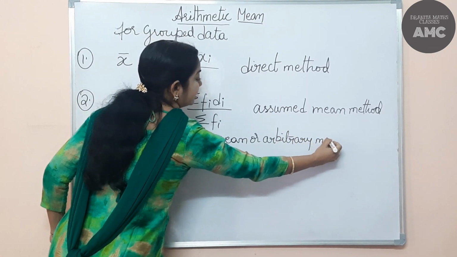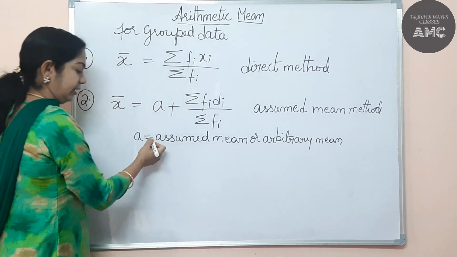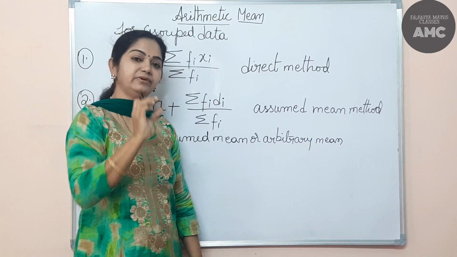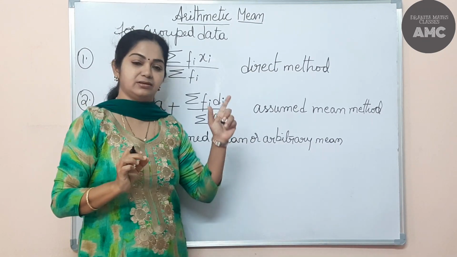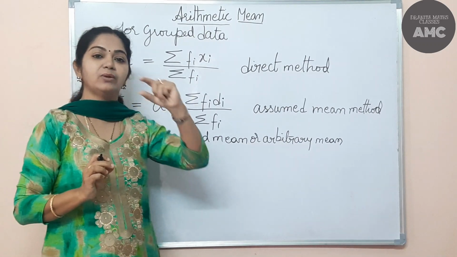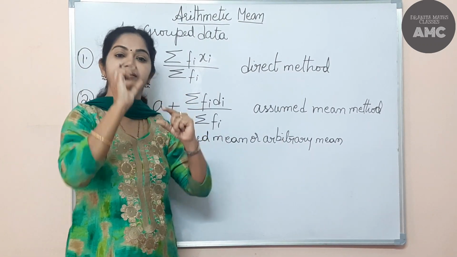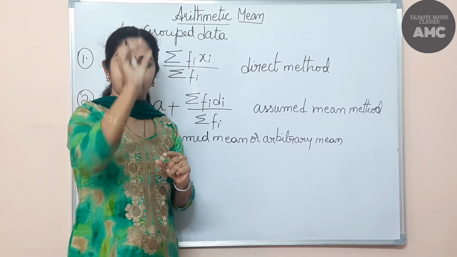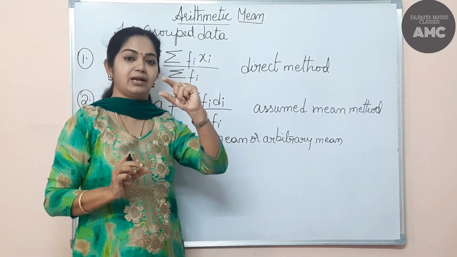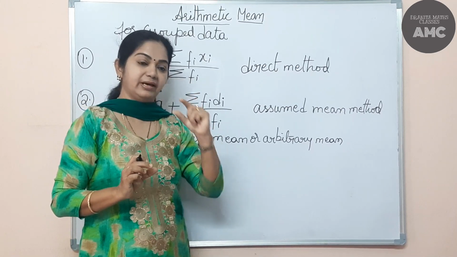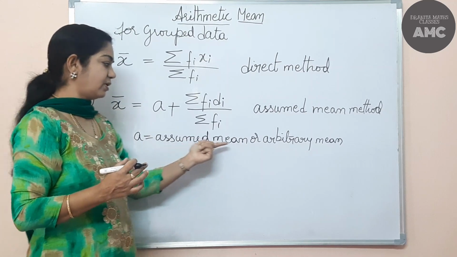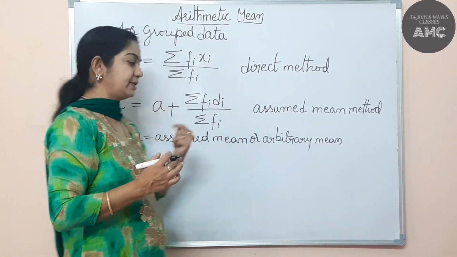Now how do we get this A? For the given data, we will be finding out the mid values of the class intervals. Among all the mid values, you will be assuming one value. Suppose the central mid value of the tabular column. We can take any one, but if you take the central value, then that becomes our assumed value. That's why it is called the assumed mean or the arbitrary mean.